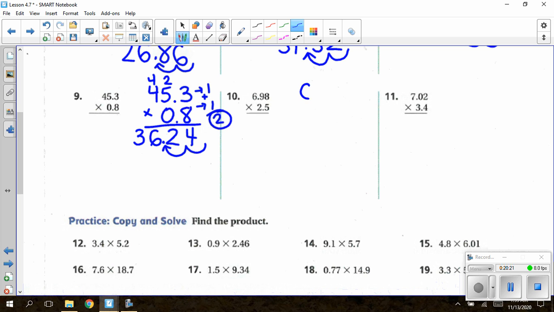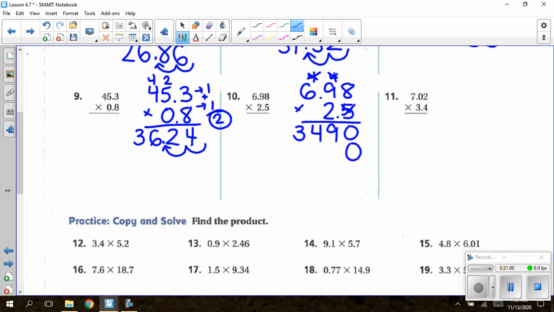For number 10, I have 6 and 98 hundredths times 2 and 5 tenths. Notice when you have decimals, they do not have to be lined up with our decimal to multiply it out, not like you have to for adding and subtracting. So for this one, we have 5 times 8, which is 40. 5 times 9 is 45, plus 4 is 49. 6 times 5 is 30, plus 4 is 34. Cross off everything you're finished with.